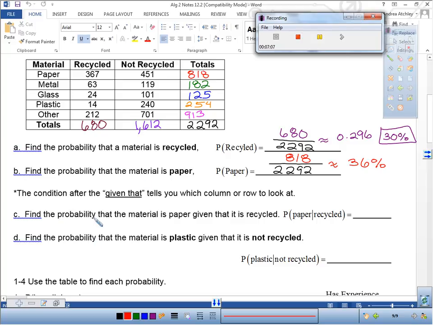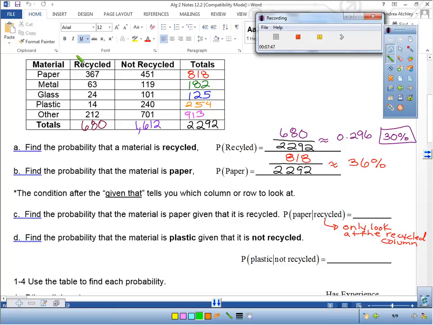Okay, now we're going to use conditional probability, where we're going to limit our sample space. Okay? So to find the probability that the material is paper given that it's recycled. So the probability of paper given recycled. Okay, so this means you're going to only look at the recycled column. Write it down. It's the second thing that limits it, okay? So you're only looking at the recycled column, which is right here.